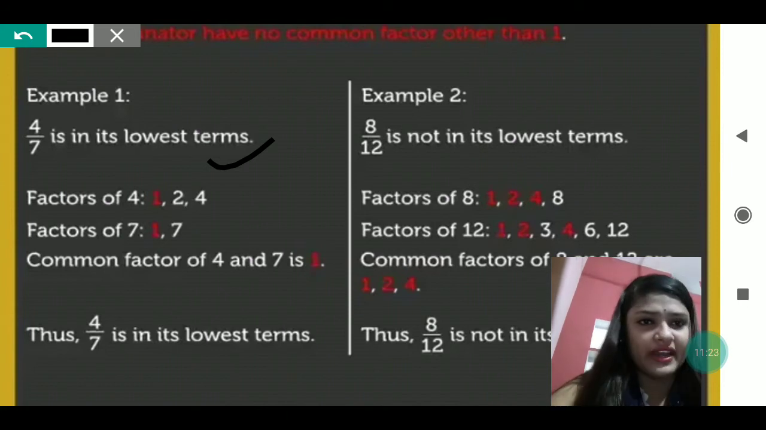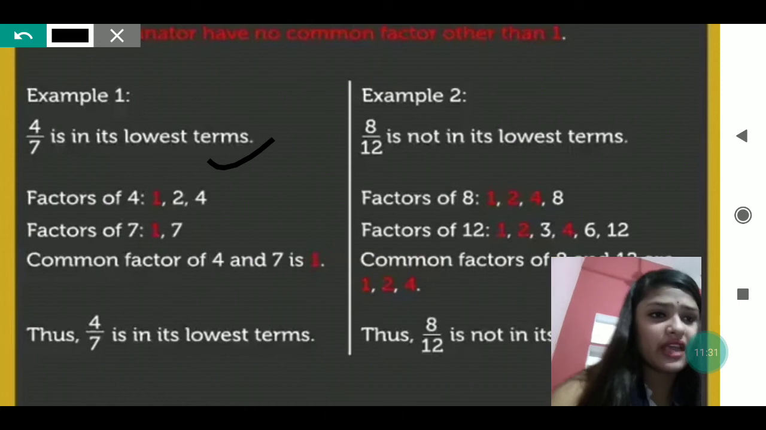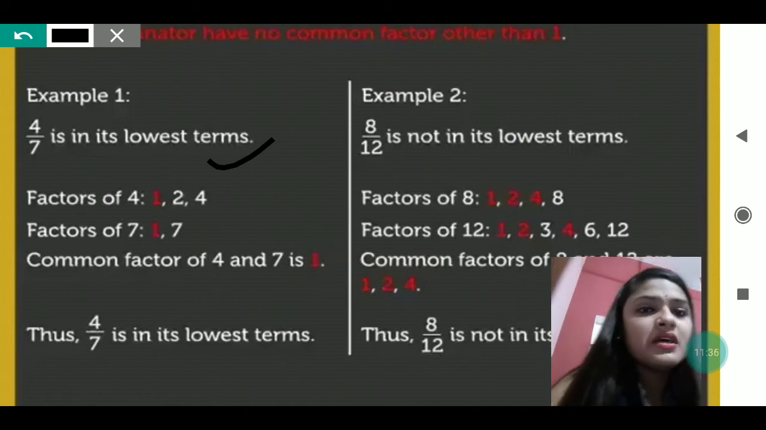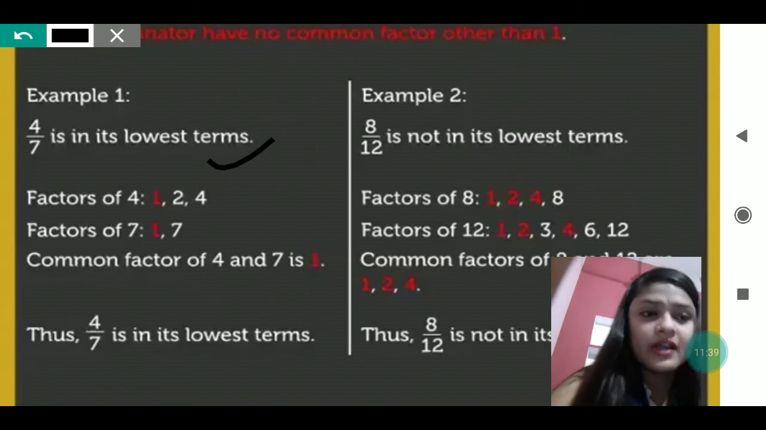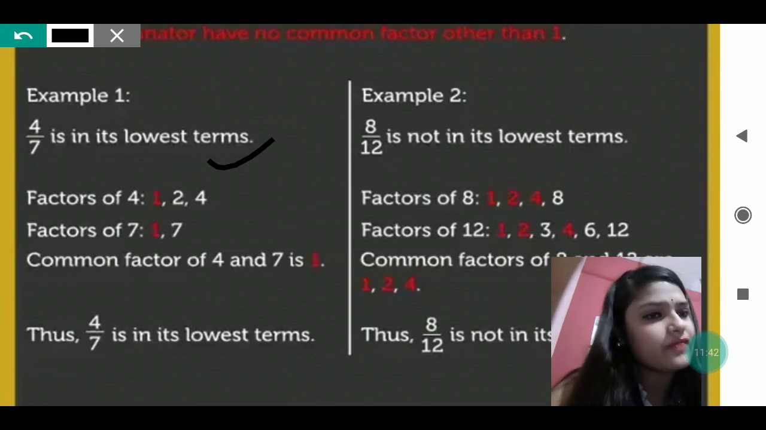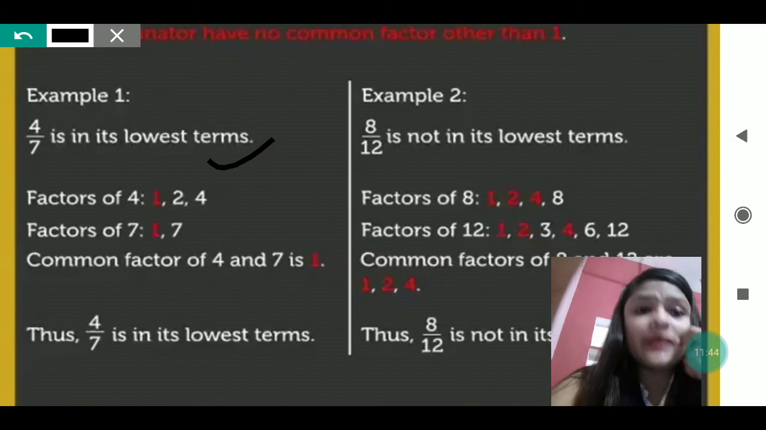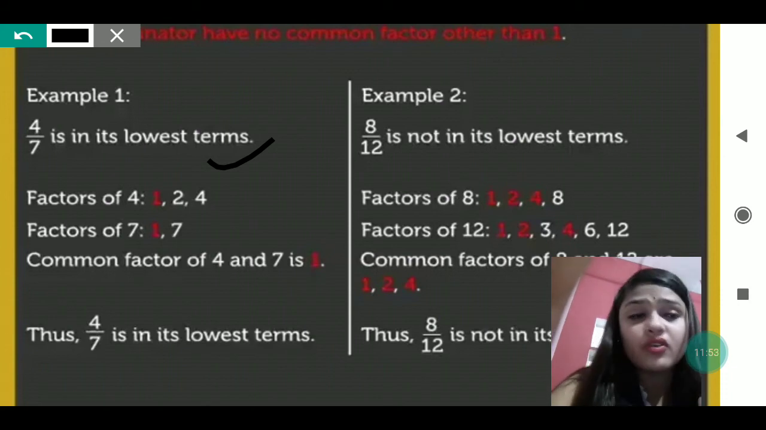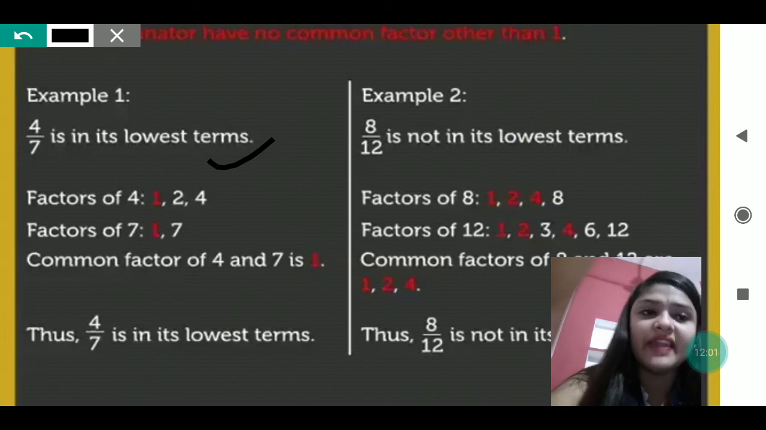Common factors we have to find out. Which is the common factor? The common factor of 4 and 7 is 1. What is the common factor of 4 and 7? It is 1, because you can see 1, 2 and 4 are factors of 4 but 2 and 4 are not factors of 7. So 1 is the common between them. So 4 by 7 is in its lowest term, because the only common factor between them is 1, and that is what we have to find.